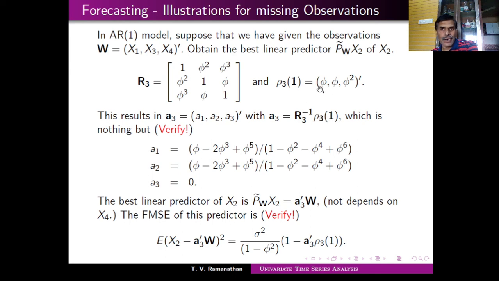Now rho 3,1 is basically the correlation between x2 and x1, which is of order 1, so phi; x2 and x3, which is of order 1, which is phi; and x2 and x4. In an AR(1), the correlation between x2 and x4 is phi squared. So that's this vector. And here is the correlation matrix of this: the correlation between x1 and x1 is 1, x1 and x3 is phi squared, x1 and x4 is phi cubed. And this is just the transpose of that. So you have this particular matrix, and once you have this, A can be obtained, and once you simplify that, you will get A1, A2, A3. So the best linear predictor is given by A3 prime W. What is W here?